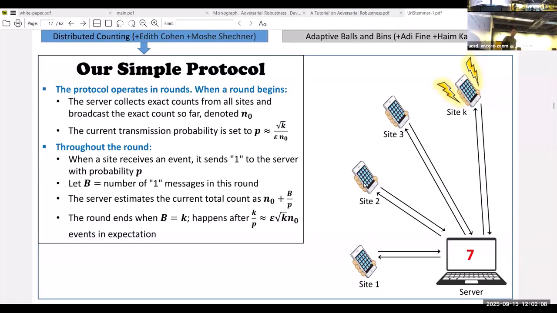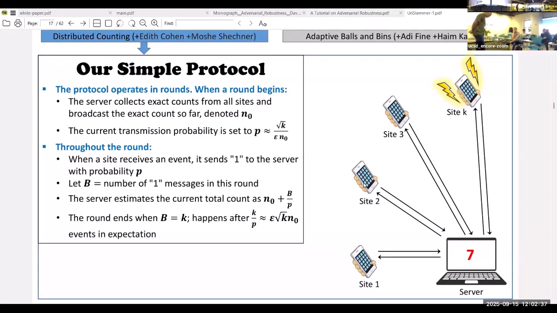And so that's what's going on within the round, and the round ends when B is k. When the server gets message number k, then the round ends, and the server notifies everybody that the round has ended, and so on. Okay, so just to say it, the number of events within the round is expected to be k over p, which by the choice of p is roughly epsilon times root k times n0.